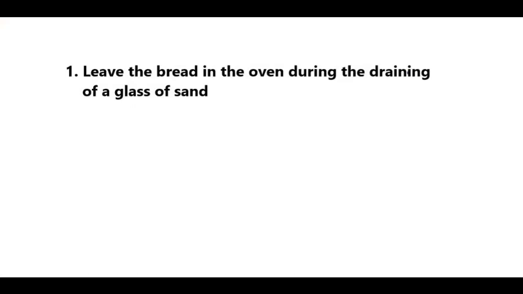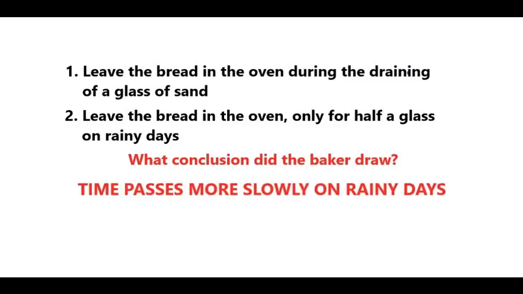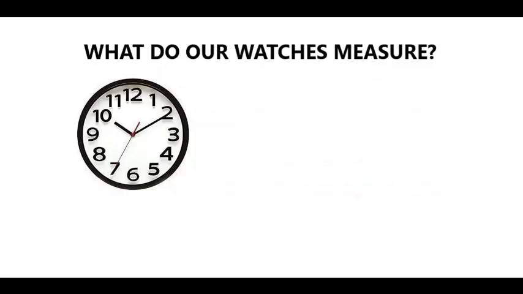Leaving the bread in the oven during the draining of a glass of sand worked fine. But when the sand was a little wet, it drained more slowly and the bread burned. Then he established the rule of leaving the bread in the oven only for half a glass on rainy days. And what conclusion did the baker draw? That time passes more slowly on rainy days. End of the allegory. Let's go back to our real world.